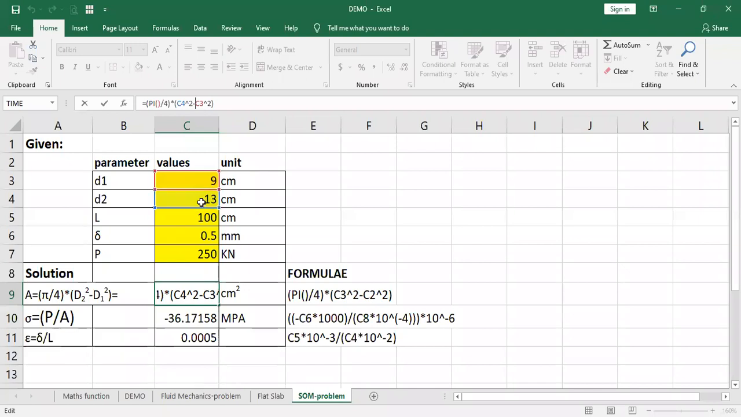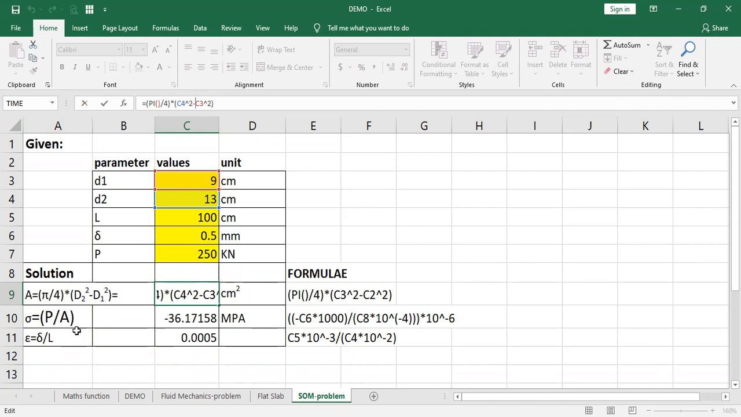D2 square means C4, that is the cell address, and C4 raised to the power 2 minus C3 raised to the power 2. So that is how you can just use this formula.